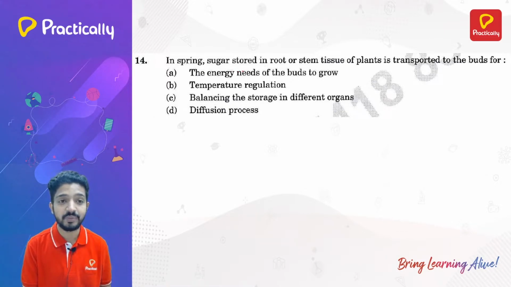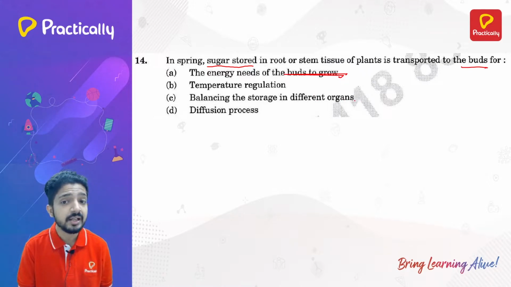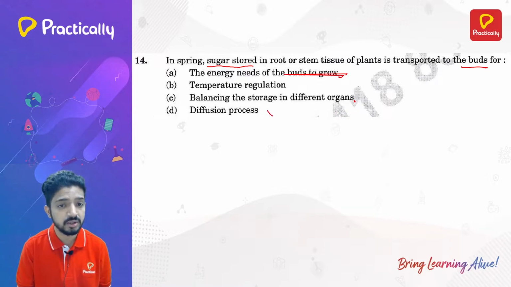Let's move to the next question, which was a tricky one. So let's analyze it properly. In spring, sugar stored in the root or stem tissue of plants is transported to the buds for, let's see the different options. A. Energy needs of the buds to grow. Yes, buds do require energy to grow. Temperature regulation. Well, no, it has no connection with temperature regulation. Balancing the storage in different organs. This might be the answer. Diffusion process, no. Now let's analyze options A and C.